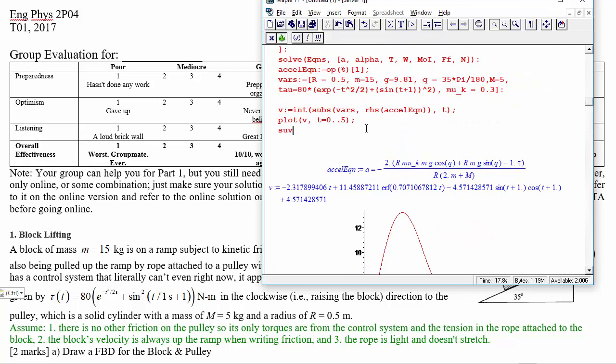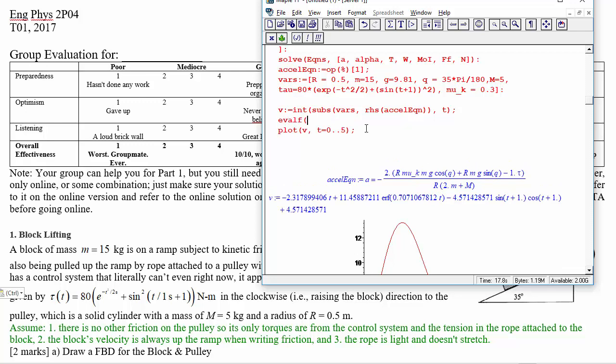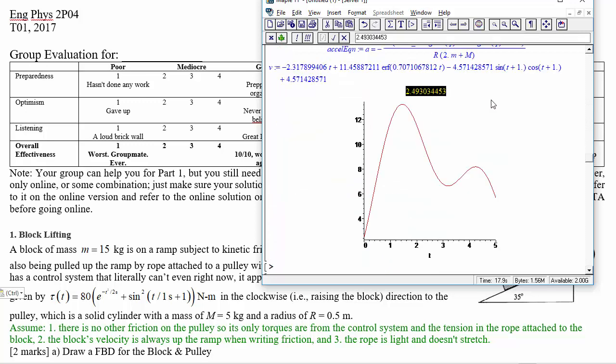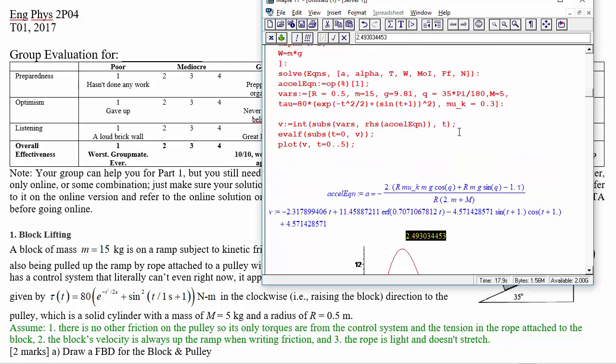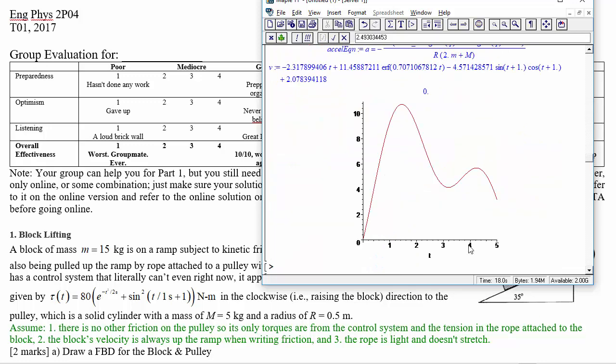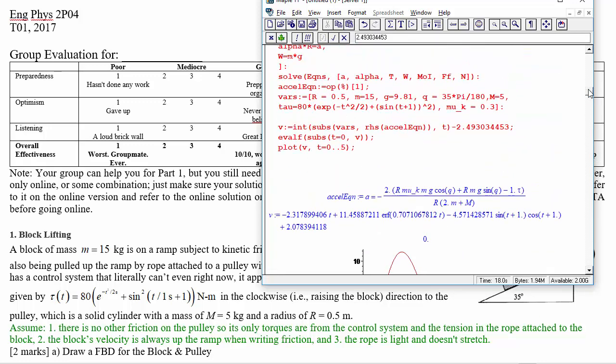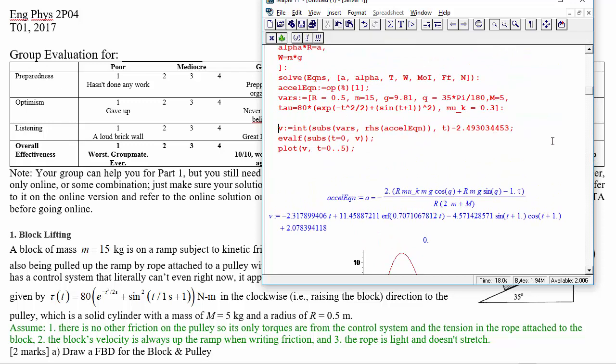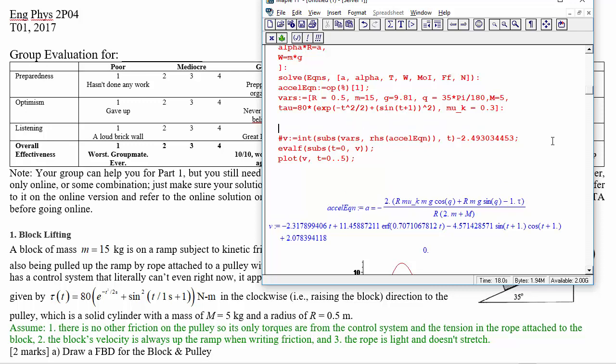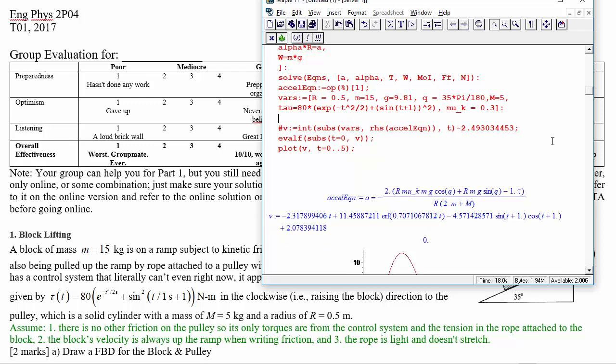So what I mean by that is valf subs t is 0 into the velocity, and it's 2.493 that we got from this. So what you could do is just declare that it's the thing minus 2.493, and now it starts at 0. But that's kind of messy. So a better way to do it would be to just use dsolve, which lets you specify initial conditions.